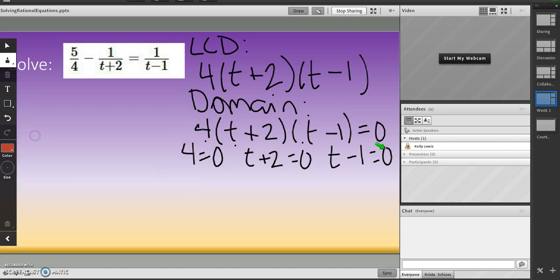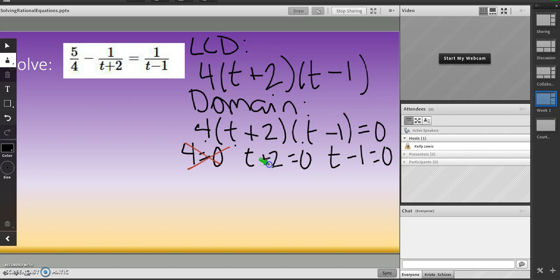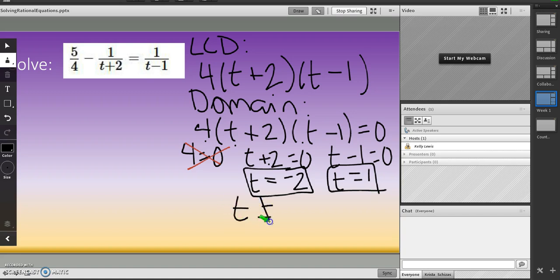So nowhere ever does 4 equal 0. So we ignore them. And then here we're going to subtract 2 on both sides. And then here we'll add 1 on both sides. Okay. So what this really means is t cannot equal -2 or 1. So if we get either of these answers, then we got a little tiny hiccup.